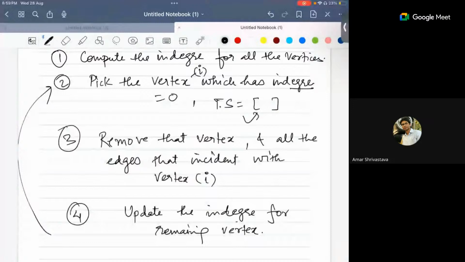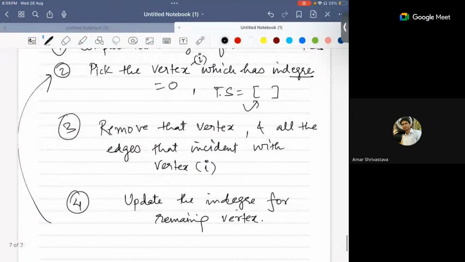So for the DAG, that's the best feature: if you remove a vertex with the in degree 0, whatever graph is formed is also a DAG. Okay, so again there will be a vertex with the in degree 0, so you can keep on doing that to get your sequence.